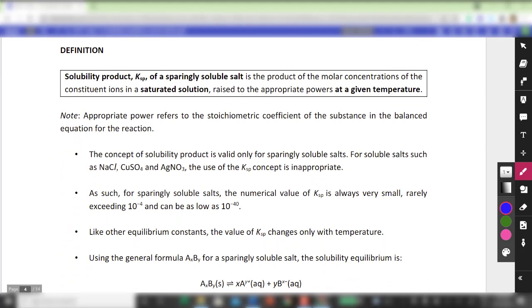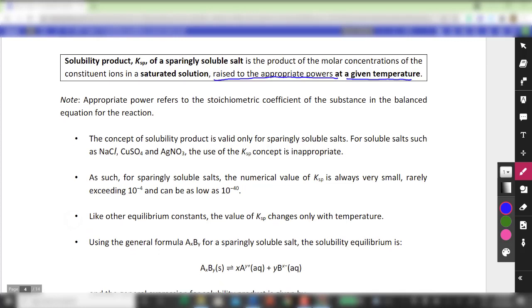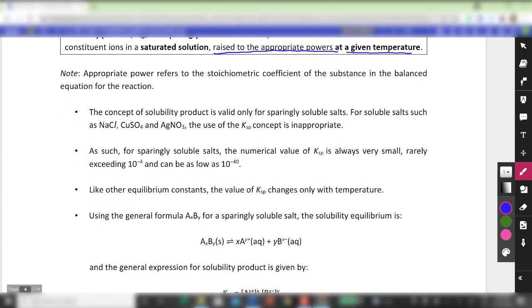So with that, we have a definition over here. The solubility product Ksp of a sparingly soluble salt is the product of the molar concentrations of the constituent ions in a saturated solution raised to the appropriate power at a given temperature. The appropriate power being raised is linked to the stoichiometric coefficient. Please be aware of this. And please note that the solubility product concept is only applicable for sparingly soluble salts. If the salt is soluble, then it is not applicable.